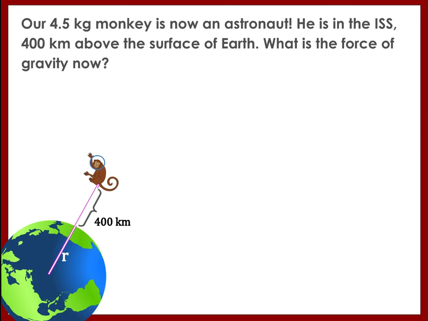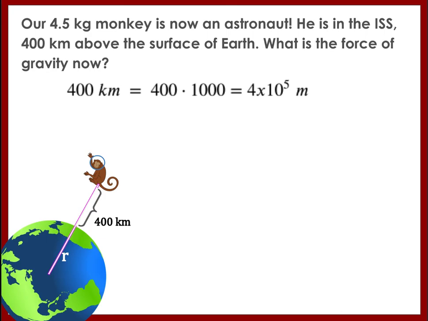The value of R is from the center of the Earth to the center of the monkey, but that's not the distance I was given. When people talk about distances from the Earth, they don't typically measure them from the center of the Earth. They measure them as altitudes or elevations, and those are measured from the surface. So we're going to have to do a little bit of converting to get this value of kilometers into meters. And then also we're going to need to add in the radius of the Earth so that we get the full value of R. So first of all, converting the kilometers, there are 1,000 meters in 1 kilometer, so we would multiply by 1,000.